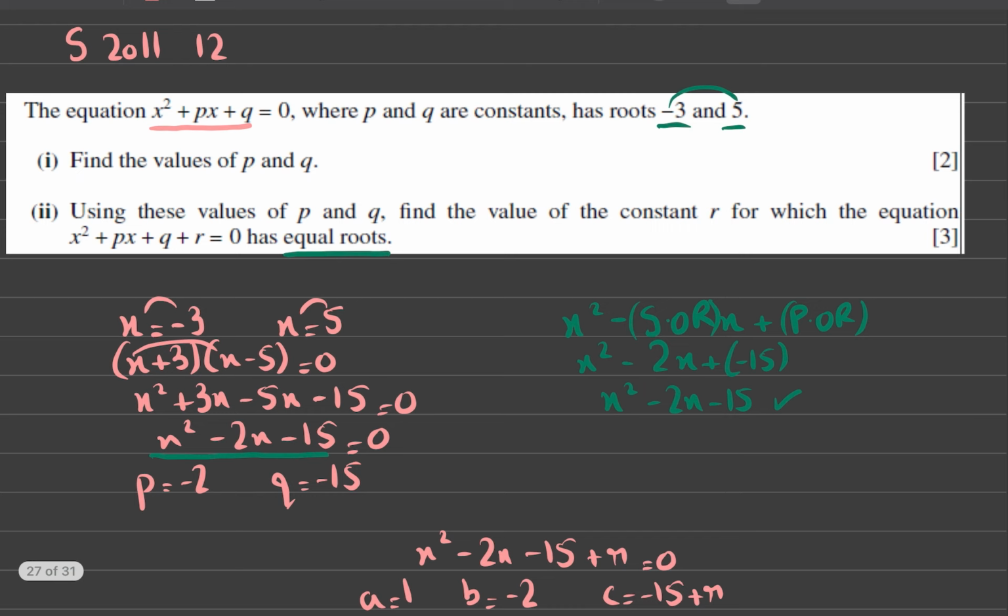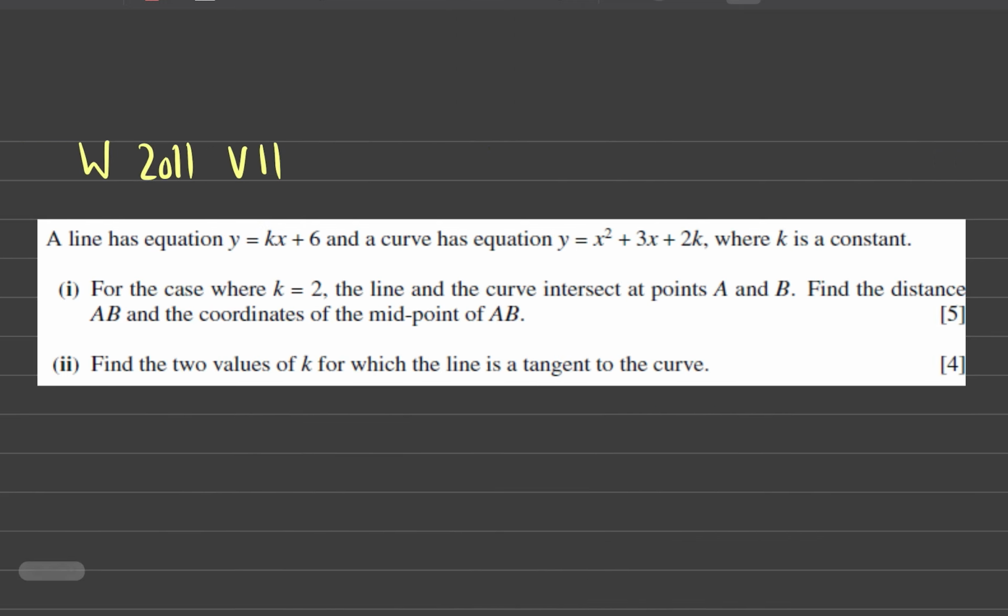So in this question, we learned this trick, right? Next, move to next question. So a line has this equation and this equation. They intersect at point A and B. And we know the value of k is what? So let's plug into y is equal to 2x plus 6. y is equal to x squared plus 3x plus 2 into 2 makes what? 4. Let's equate 2x plus 6 is equal to x squared plus 3x plus 4.